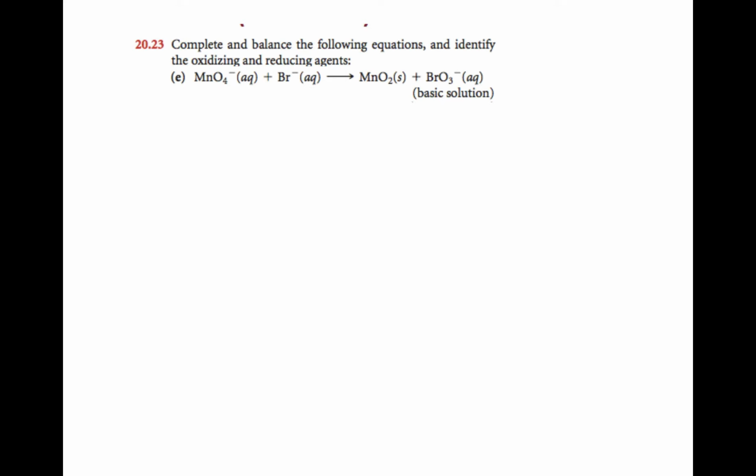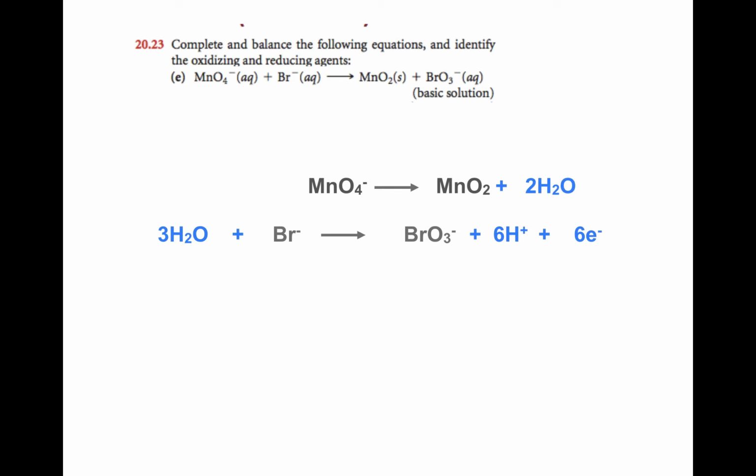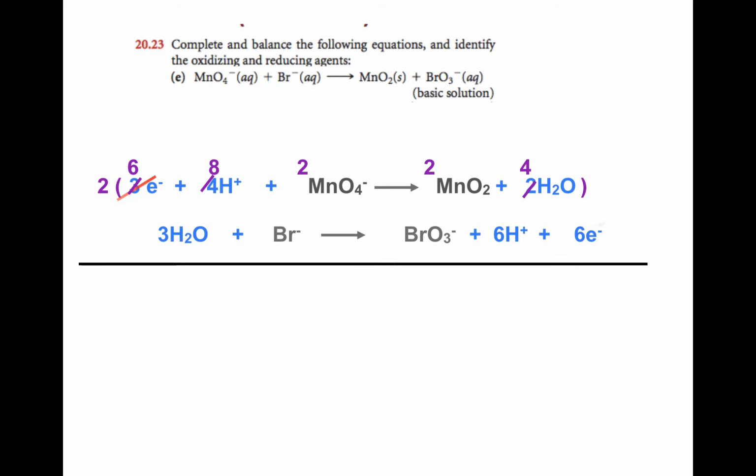Now with E I'm in a basic solution, so I just pretend like I'm in an acid, right? Break it into half reactions, balance everything except for O and H, balance the O's by adding waters, balance the H's adding H pluses, balance the charge by adding electrons. 3 electrons going in, 6 coming out, so multiply the top half reaction by 2. So 6 electrons going in, 6 electrons coming out. Canceling anything that's redundant when I add it together.